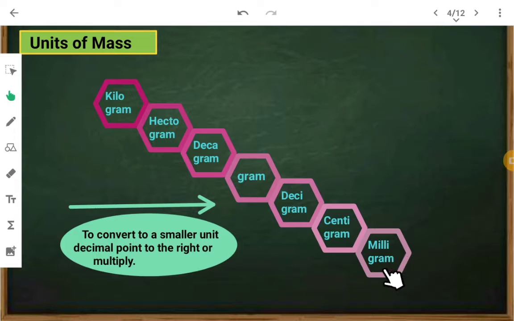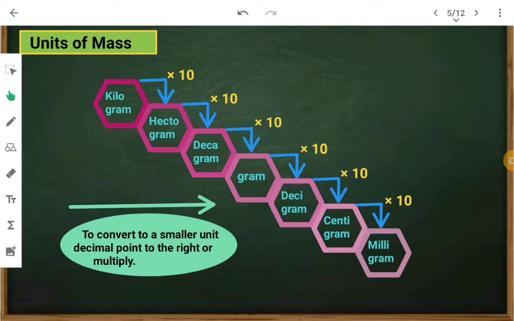As I said in the unit of length, here also if you are moving from a larger unit to a smaller unit, you have to multiply by 10. And if you are moving from a smaller unit to a larger unit, you have to divide. Okay? Now we'll see examples.